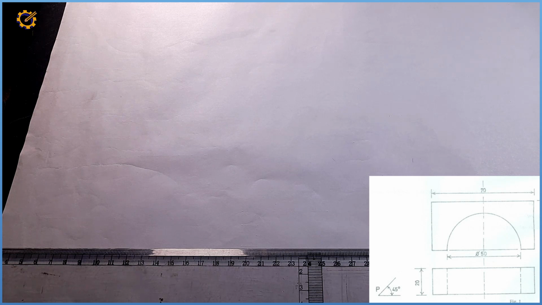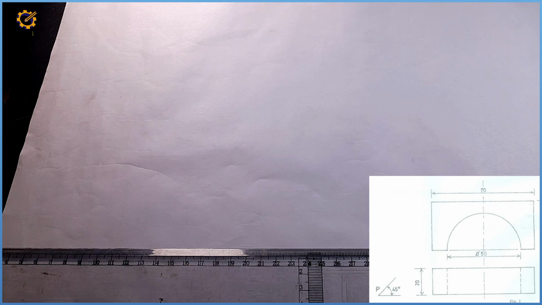Today we will be producing the problem as displayed on the screen. It says, Fig 1 shows two views of a block. Copy the given views and draw the auxiliary elevation in the direction of arrow P. Show hidden details. The very first procedure we need to execute here is to produce the two views first.